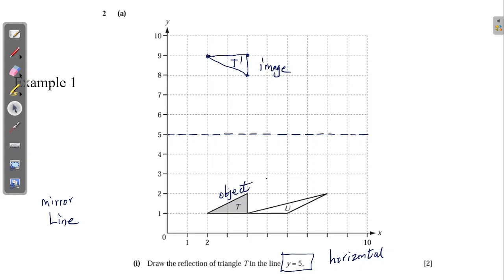So that's it. Now, one thing you have to observe is that this middle line, the equation is y equal to 5, right? Now the distance from that middle line to the image and the object is the same. Alright, so that is it.